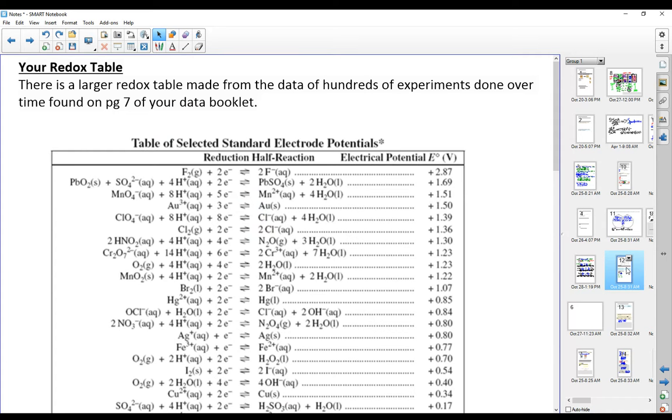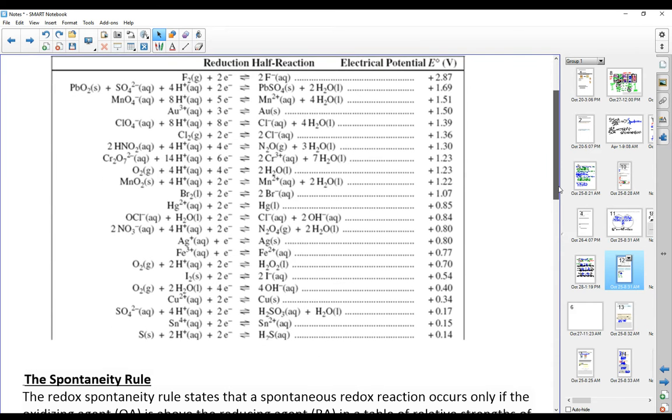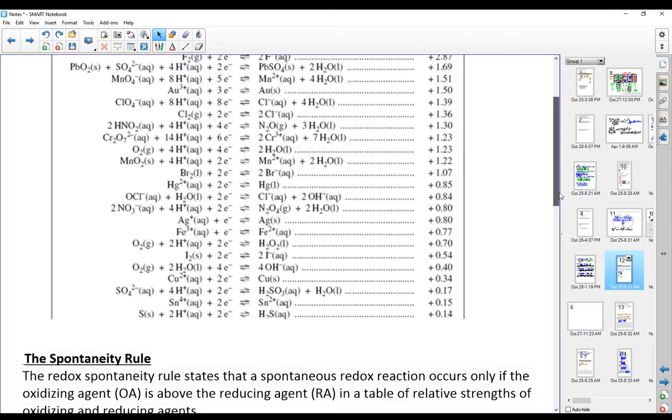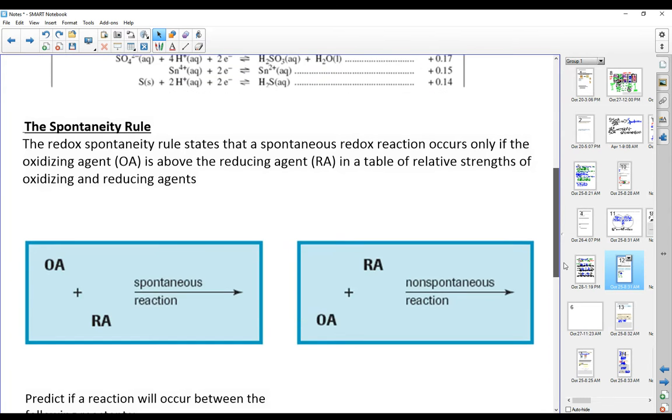All right. We're going to talk about your redox table. So I hope you have your chemistry data book with you. I can also upload a digital file if you need one. There's a larger redox table, made from the data of hundreds of experiments done over time, found on page 7 of your data booklet. This isn't the full page. It cuts off here at sulfur solid reacting with hydrogen. However, this is what it looks like in your data book.